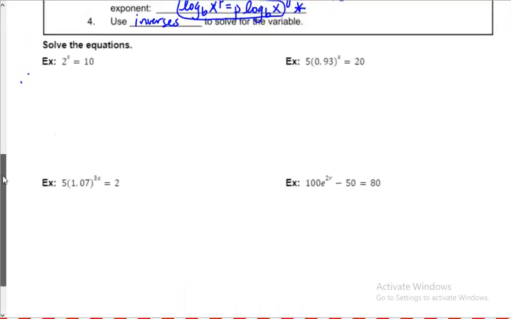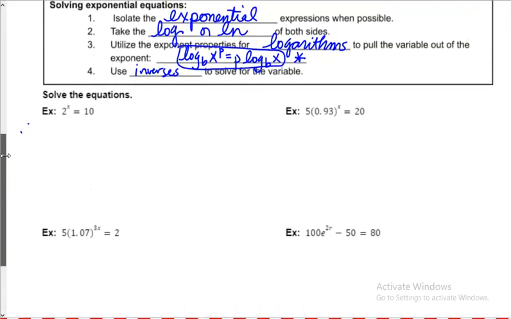So let's look at this first one. I have 2 to the x equals 10. Definitely I can't take 10 and make it a power of 2. So we have to isolate our exponential, which it is. It's all by itself. I then want to take the log of both sides. Again, if you're working with any other number besides that base of e, you're going to take the log of both sides. Okay, so I'm going to write this out so we can work with that. Log of 2 to the x equals log of 10.